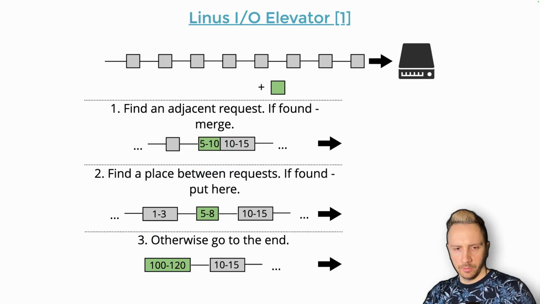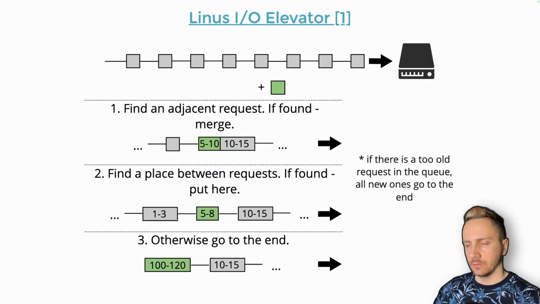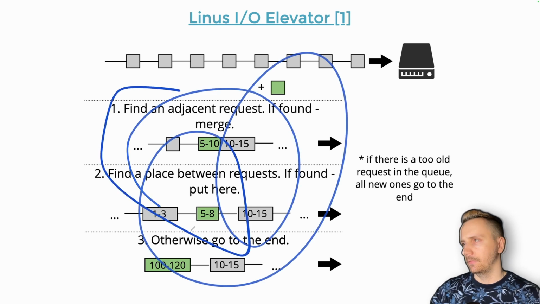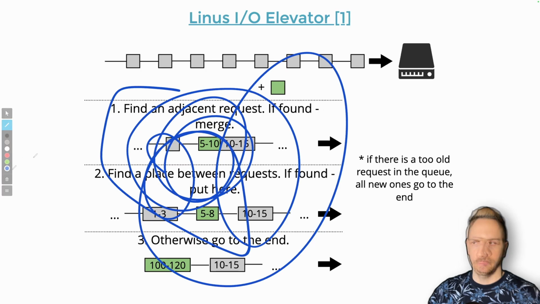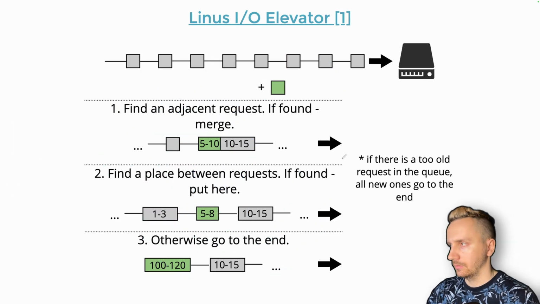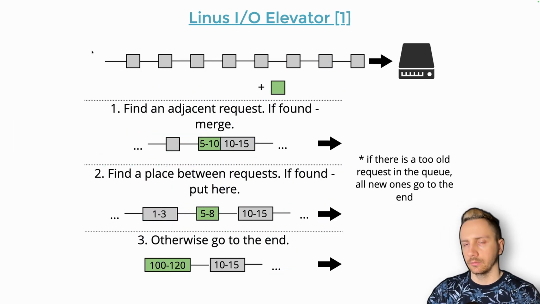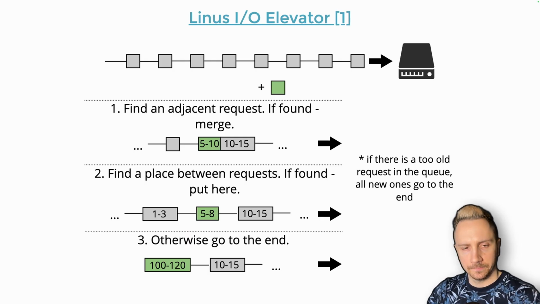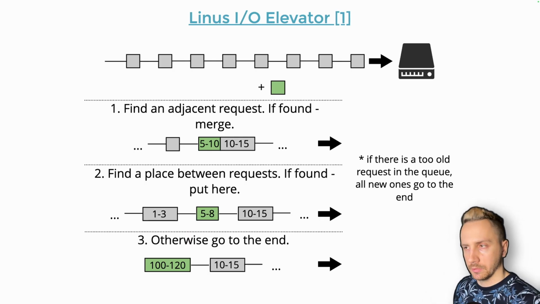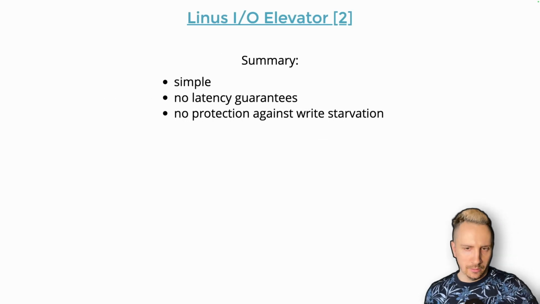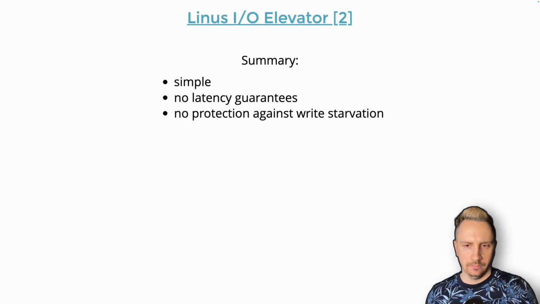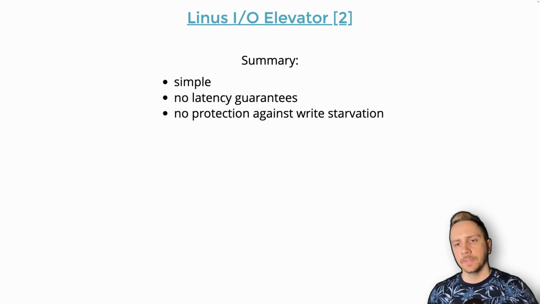They will be unable to get executed. To fight this problem, the Linux Elevator has a simple feature. All of those 3 features stop working if there is a too old request in the queue. If there is a too old request, then all the new requests will go to the end of the queue. Then it becomes kind of not too unfair. At least requests will not be able to starve forever. Let's summarize the Linux Elevator. It's simple, I would even say trivial, but it has no latency guarantees because requests can wait very long.